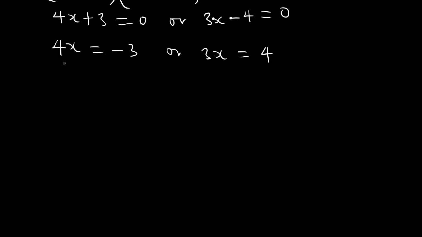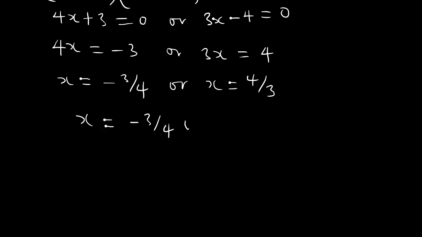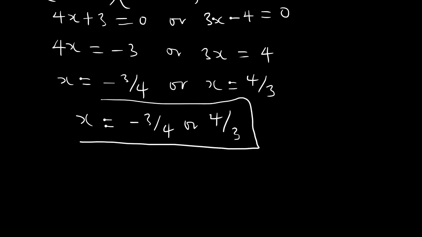So if we divide both sides by 4 here, we'll have that x is equal to minus 3 over 4, or if we divide both sides by 3 here, we'll have that x is equal to 4 over 3. So x is equal to minus 3 over 4 or 4 over 3, which corresponds to the roots given. So we are on the right track. So we'll look at the last question for today.